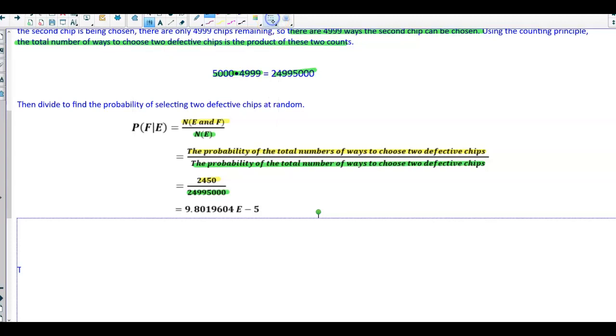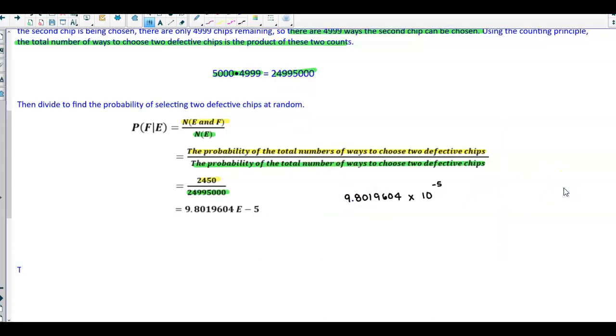This says that this is 9, let me go ahead and change that there. This is 9.8019,604, and that E is telling us that we're timesing this by 10 to the negative 5th power, which means we need to move this to the left 5 times. So if we move the decimal place to the left 5 times, 1, 2, 3, 4, 5, there is our decimal. So we have 1, 2, 3, 4 zeros here.